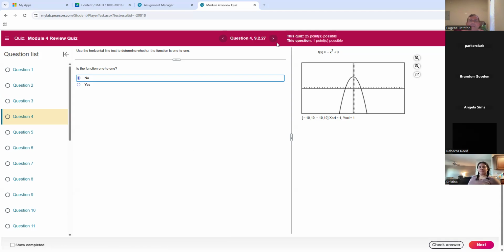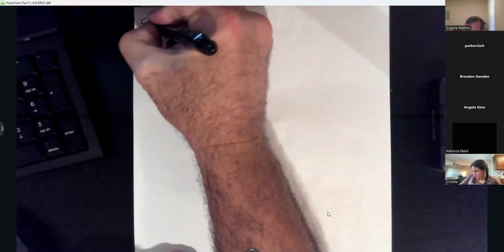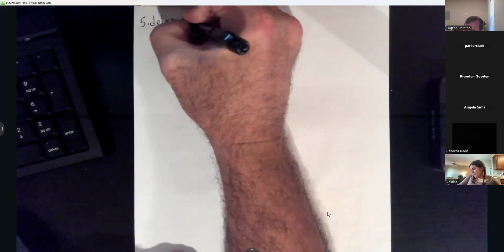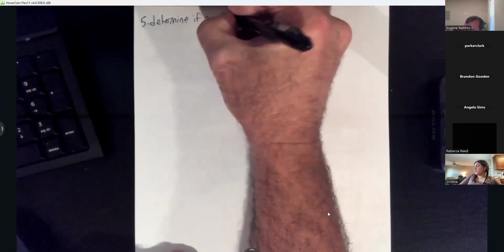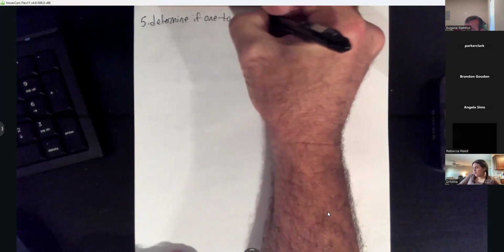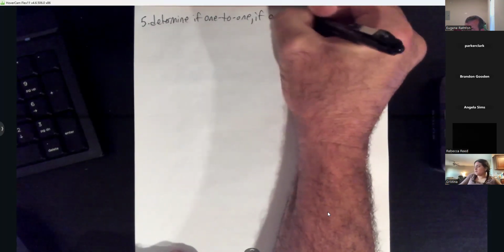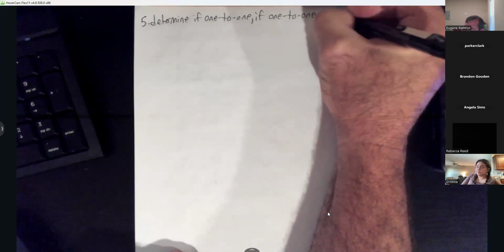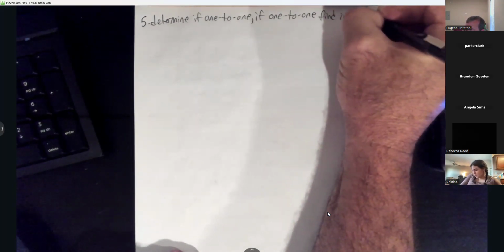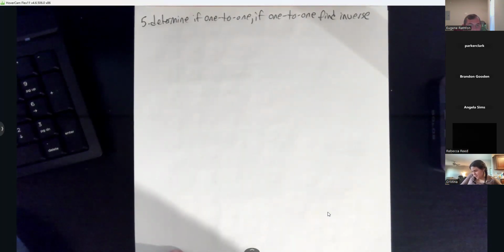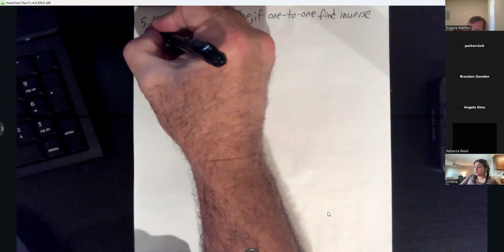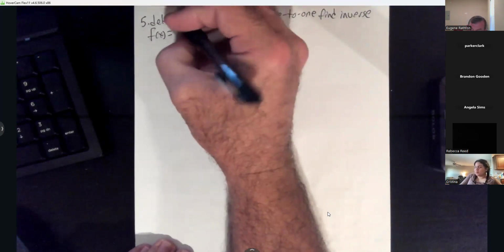All right, y'all, so back to the paper. All right, so let's see. This will be number 5. This one wants me to determine if 1-to-1, and if 1-to-1, find the inverse. So this would have been the 9.2 stuff, okay? So my function is f of x equals x plus 2.